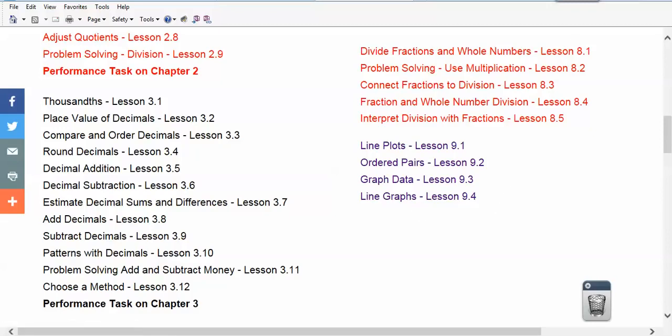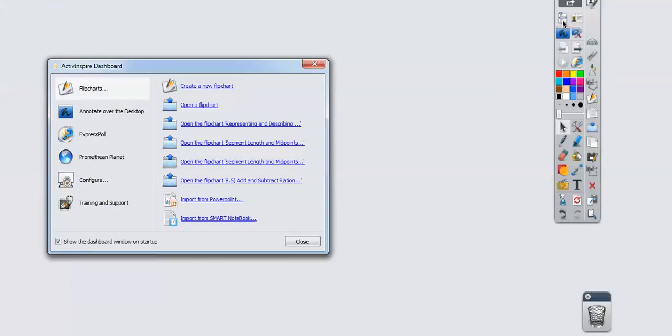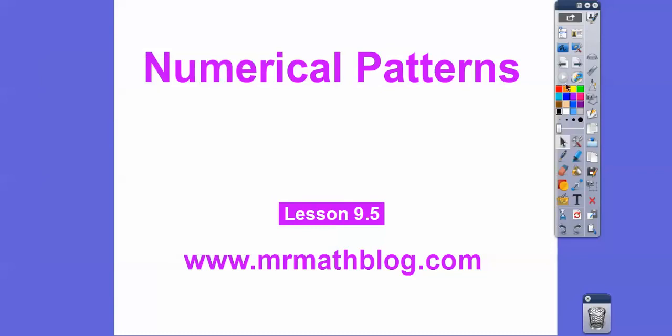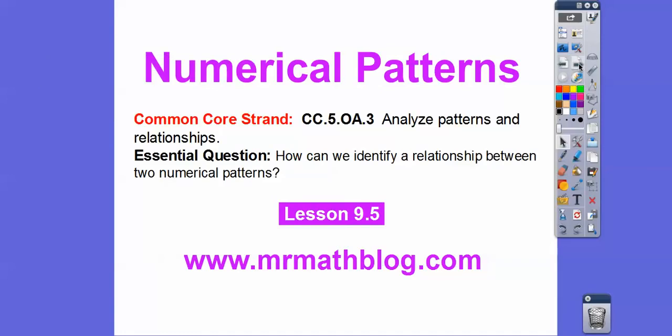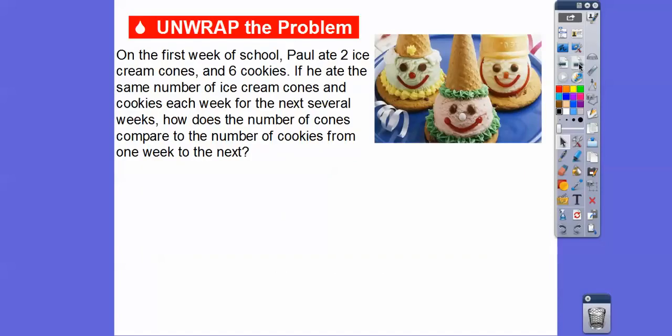All right, let's get back to our lesson here. So here's our Common Core strand for our teachers, and then our question is, how can we identify a relationship between two numerical patterns here? So we're going to start with ice cream cones and cookies, because I like ice cream and I like cookies, in case you haven't figured that out yet.